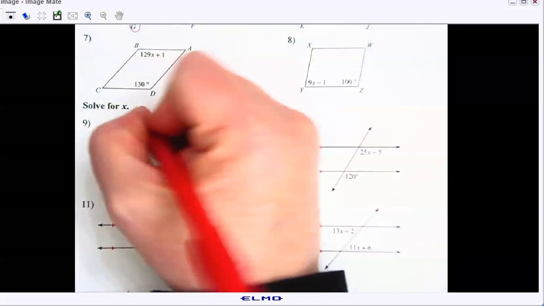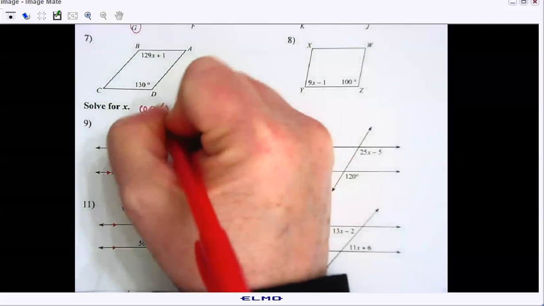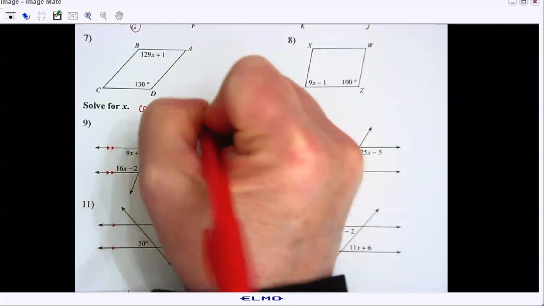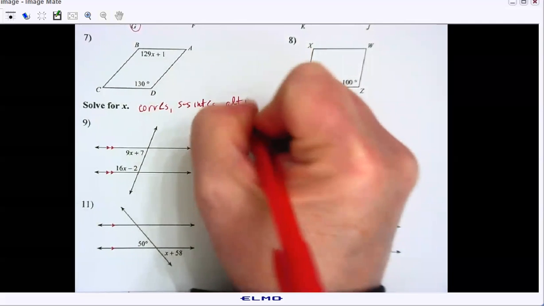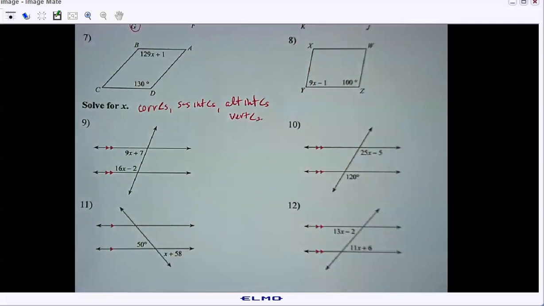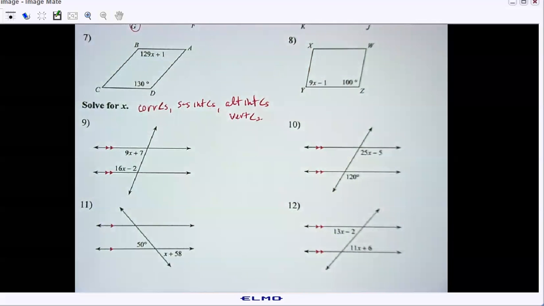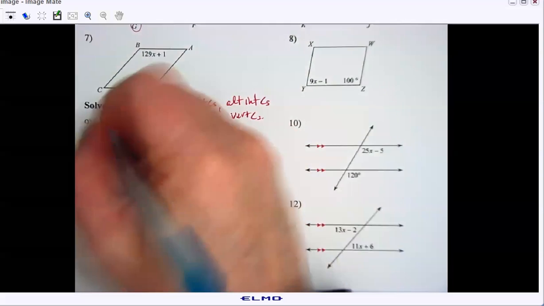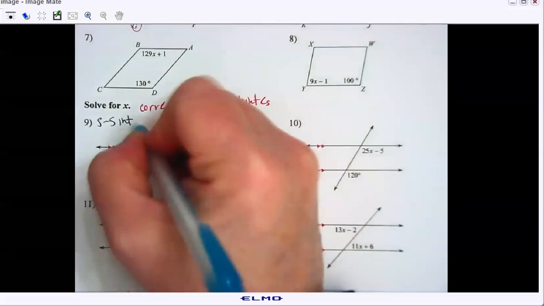Okay, and we have corresponding angles, same side interior angles, alternate interior angles, and vertical angles. Do you remember which one number 9 is? Same side? Good, same side. This is the one we've been using for the parallelograms and for the rectangle and all the special parallelograms and the trapezoid. Okay, same side, interior.